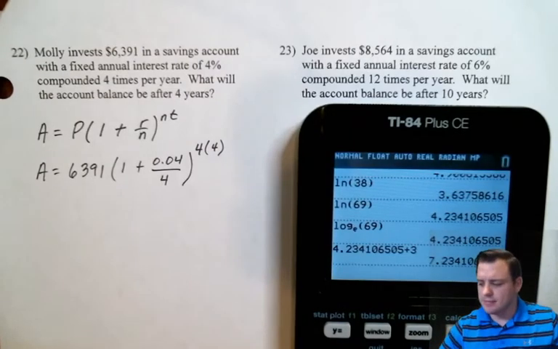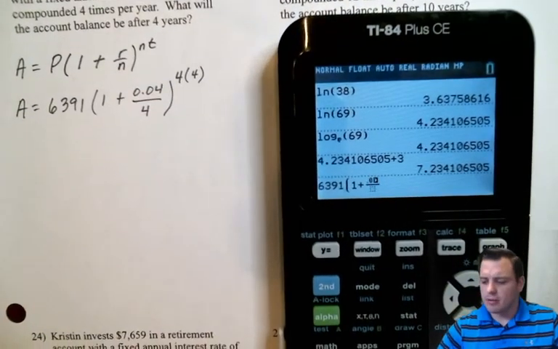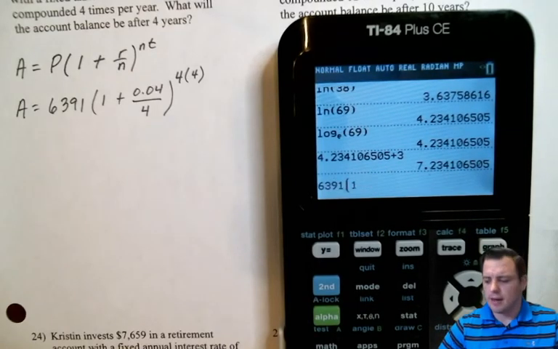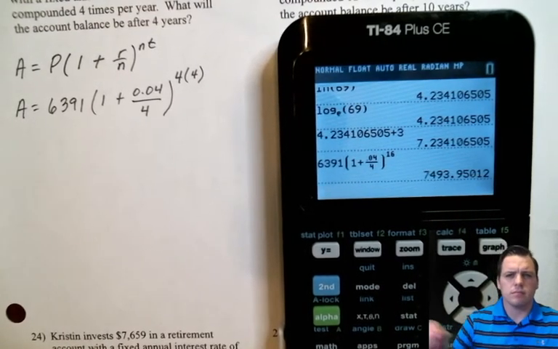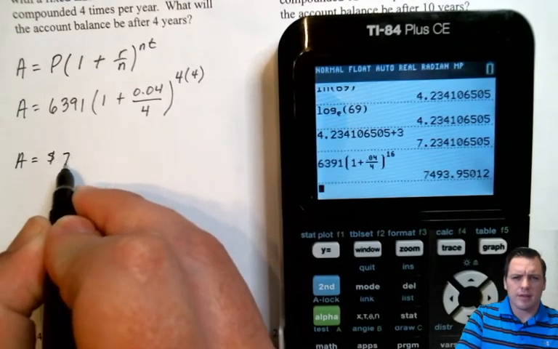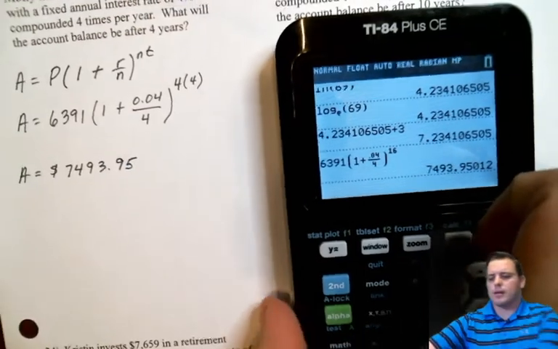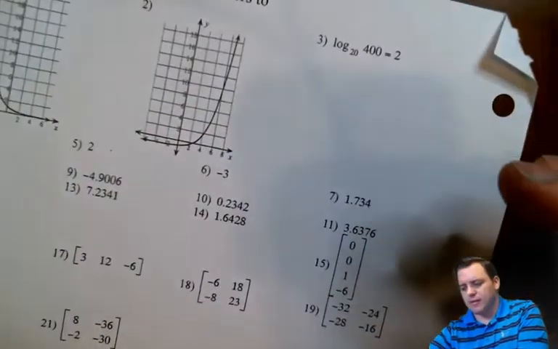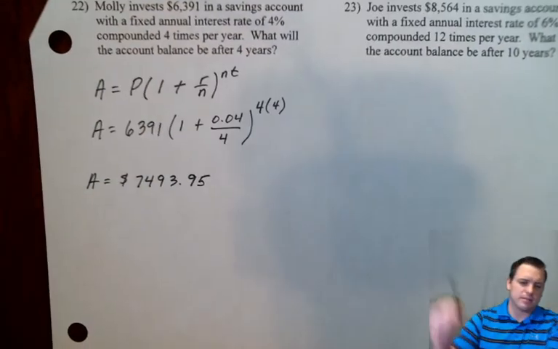We type that in: 6,391 times 1 plus, put a fraction in, 0.04 over 4, and then that's all raised to the 16th power, giving me a total amount of $7,493.95. Is that what we have on the back? It is. So here you round to the nearest hundredth because it is money.